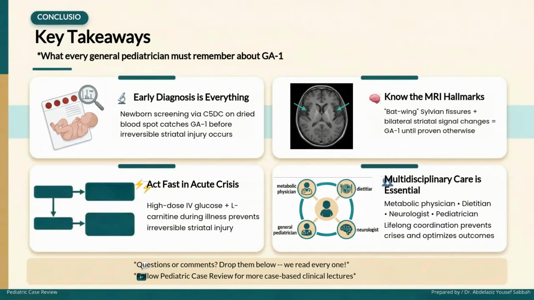Second, know the magnetic resonance imaging hallmarks. The batwing sign with widened sylvian fissures plus bilateral striatal signal changes should make you think Glutaric Acidemia Type 1 until proven otherwise. Third, act fast in acute crisis. High-dose intravenous glucose plus L-carnitine during illness prevents irreversible striatal injury. Fourth, multidisciplinary care is essential, involving metabolic physician, dietitian, neurologist, and pediatrician working together for lifelong coordination.